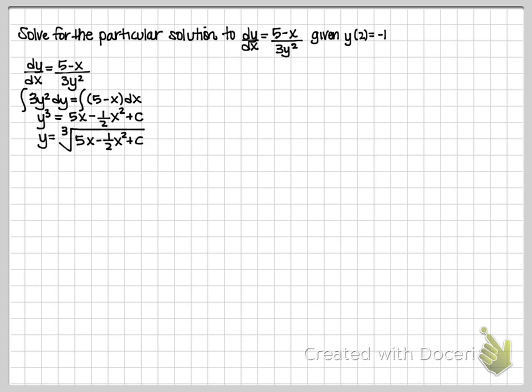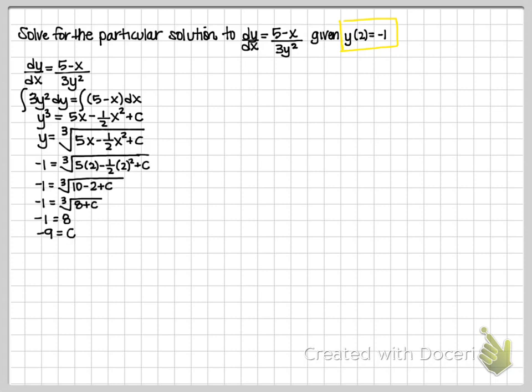So at this point, I'm just going to go ahead and plug in my x and my y using the point that was given to me back up here in the very beginning of the question. Wherever I see an x, I'm going to plug in 2. Wherever I see a y, I'm going to plug in -1, and then I'm going to go ahead and solve for c.